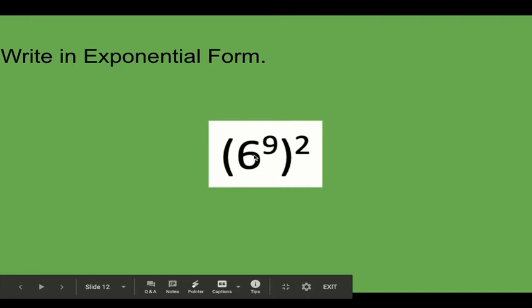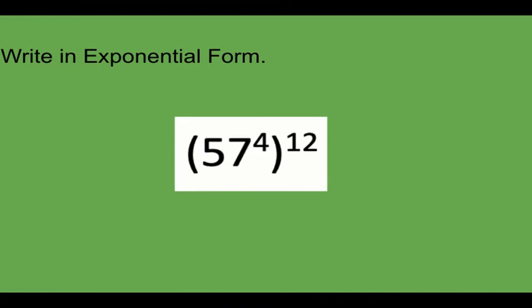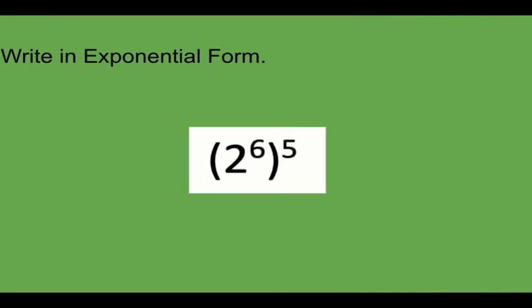Here I have 6 to the 9th to the 2nd. Take a minute to solve that one. This would be 6 to the 18th power because 9 times 2 is 18. Try this one out. The answer to this would be 57 to the 48th power because 4 times 12 is 48.